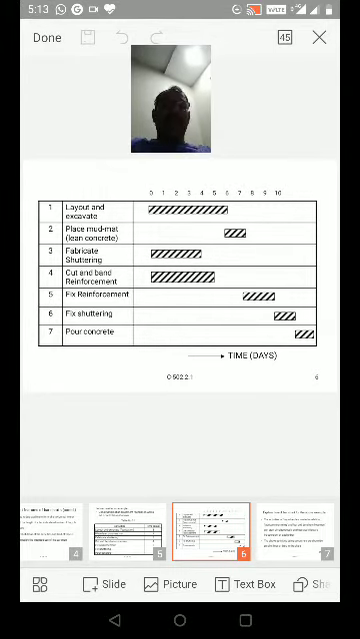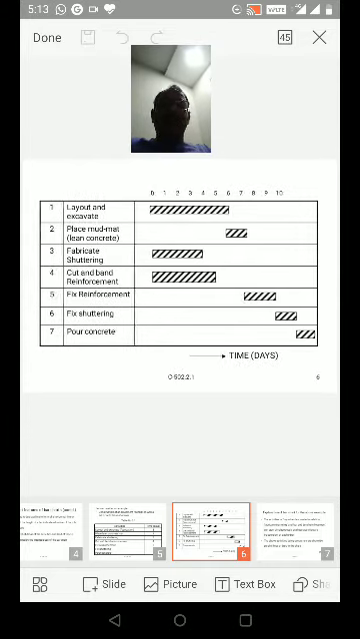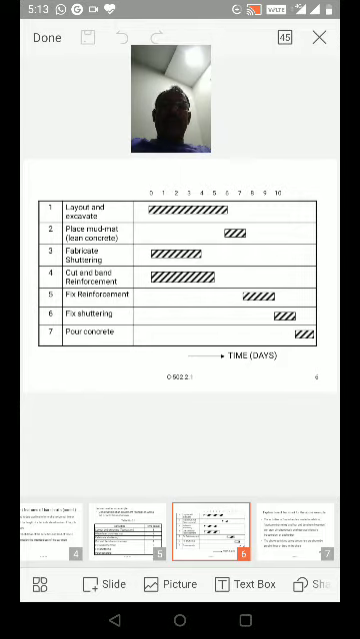The remaining are dependent activities. Why? After completion of layout and excavate, you can place the mud mat, the lean concrete. So first you have to complete the layout and excavate, which you can complete independently, and then place. Simultaneously, at the start of the day or time, you can start these 3 activities: layout and excavate, fabricate shuttering, and cut and bend reinforcement. These 3 activities are independent, so you can start them simultaneously.